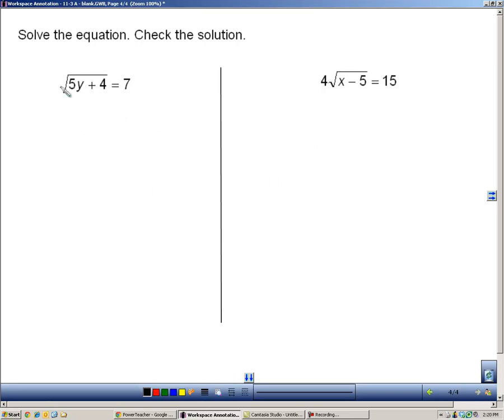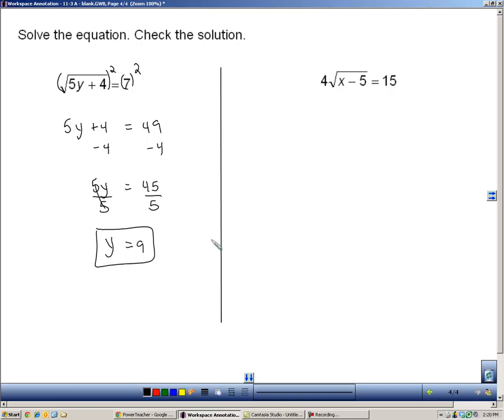Last couple examples, the square root is isolated, so we will square both sides. 5y plus 4 equals 49, and now you'll solve it like you typically would. So y equals 9.